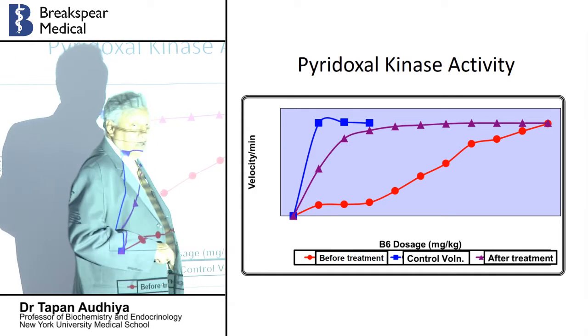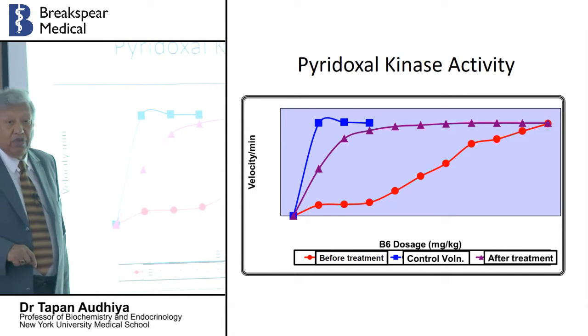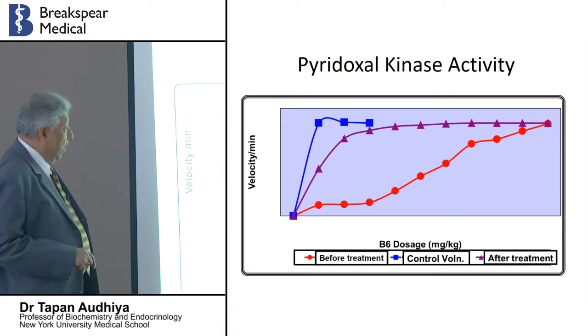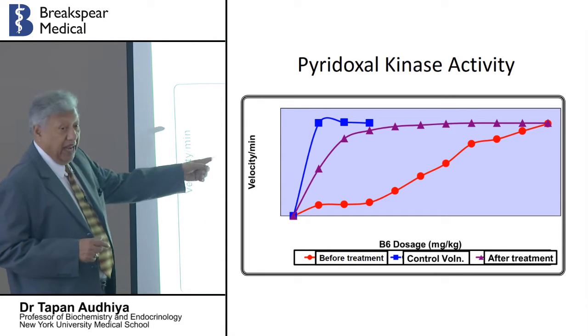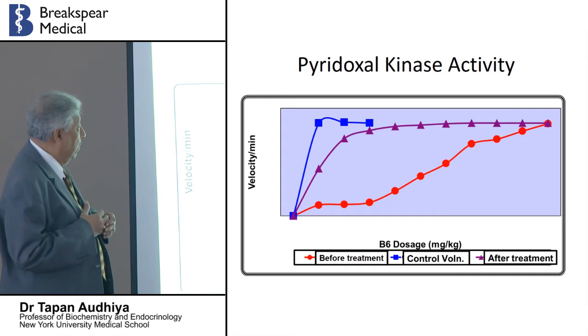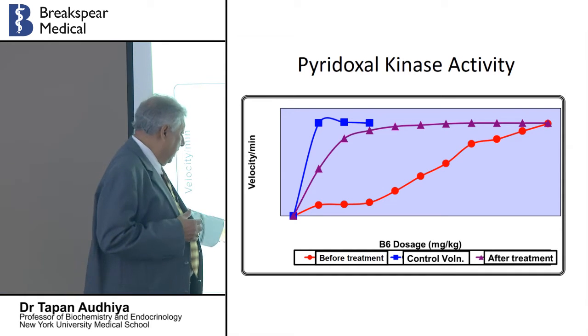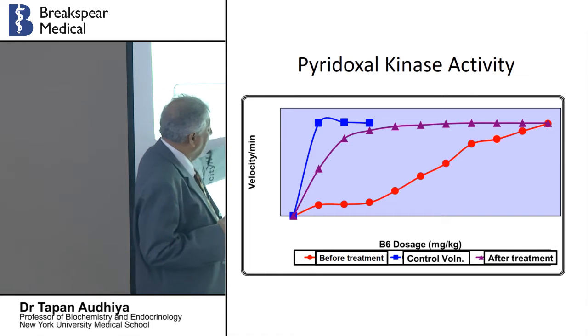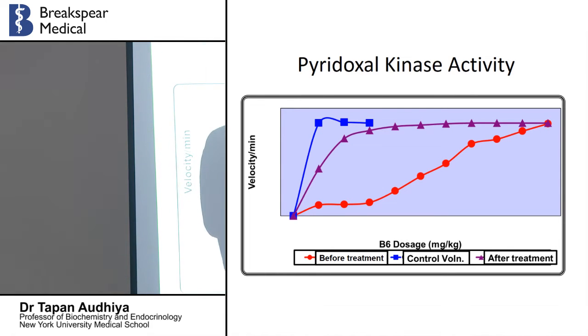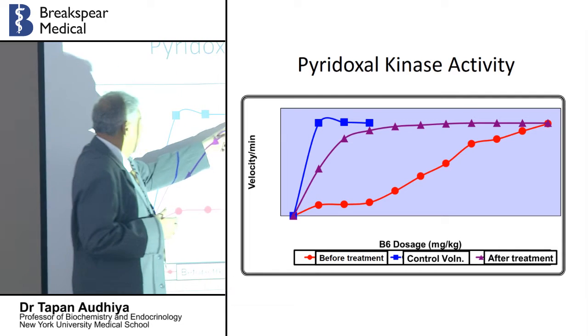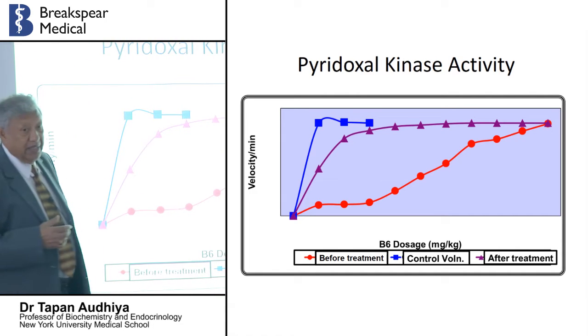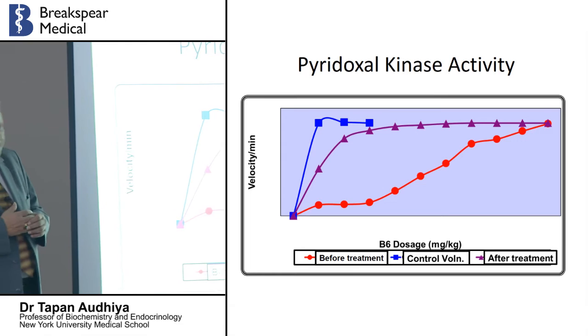So, you need substantially more vitamin B6 because of the damage in the kinase. Now, when this patient is treated well, you see after treatment, it actually comes to the same value, but it takes, of course, a little longer time, not as good as the normal patient control.